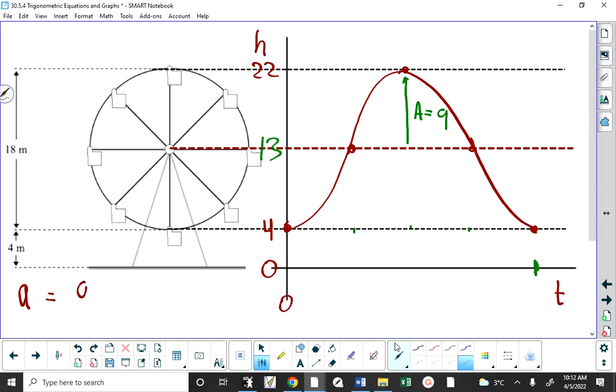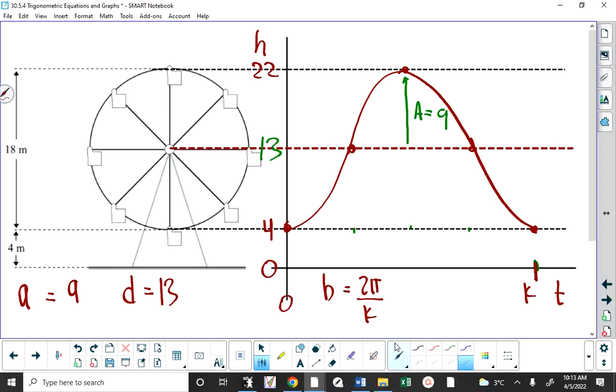Now, let's not quibble about that. We may make a correction to that. A is 9, though. Okay. D is 13, isn't it? Because that's the midline, and D is always the vertical displacement. How are we going to determine B? Well, B will be 2 pi over the period. This is the period here.